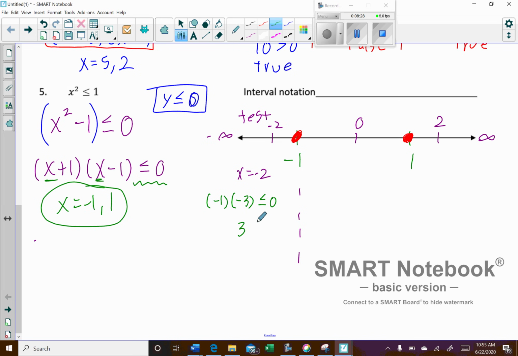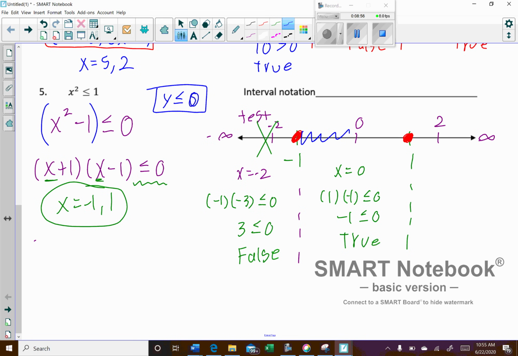So I get +3 is less than or equal to 0. That's going to be false. So we do not want to shade that part. And then let's see if x equals 0. So if I plug in 0, I'll end up getting 1 times -1 less than or equal to 0. -1 is less than or equal to 0. That is true. So we do want to go ahead and shade that interval right there, which is between the intercepts.